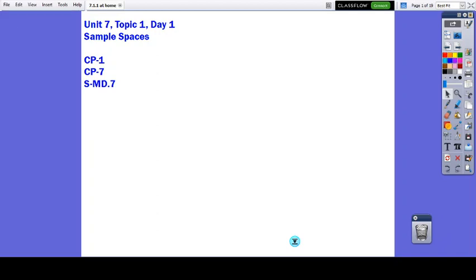Okay, we are going to talk about sample spaces today. It's 711, so it should be the first thing in your packet. And you just have a set of notes for today. But we're talking about sample spaces.